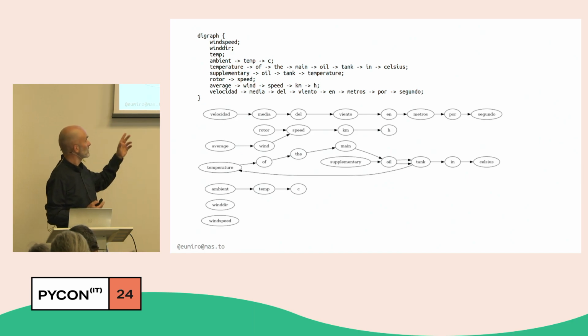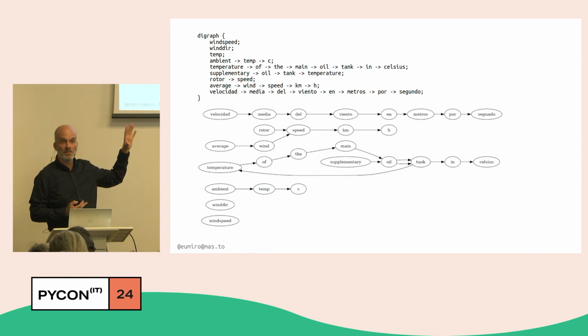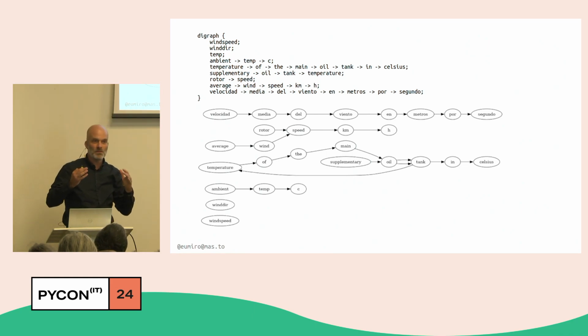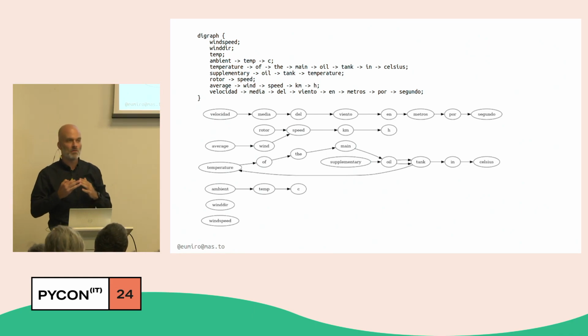And you will see that there are some things that repeat. For example, temperature of the main oil tank in Celsius, supplementary, and so on. So you see that there are arrows, and if you want to find a nice system of naming stuff, then find a nice hierarchy.